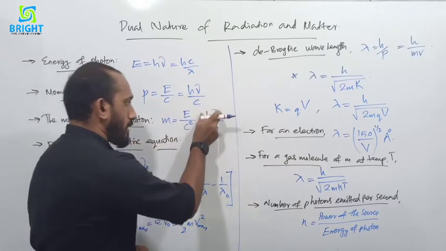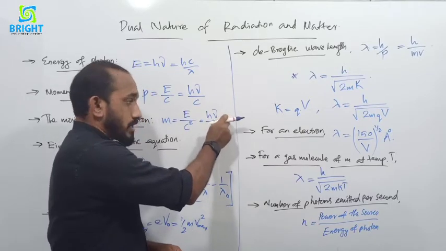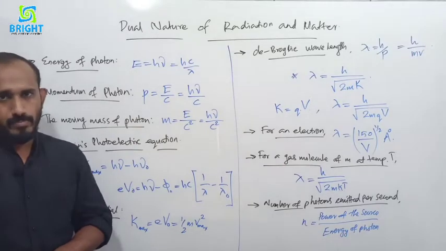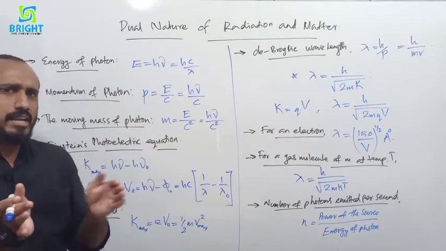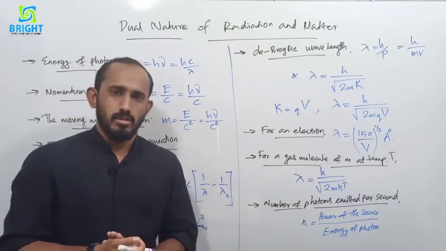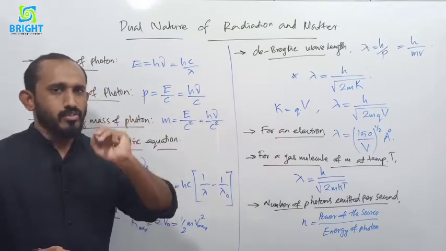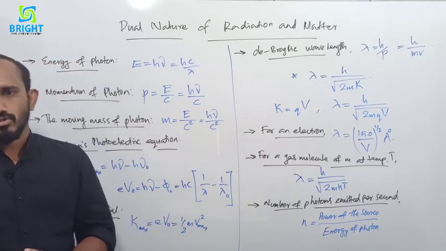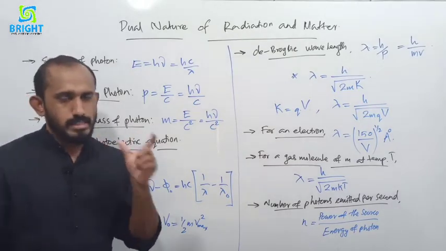So h nu by c squared is the mass, and multiplied by c, the speed, you will get the momentum P. So P is equal to h nu by c. These are the basic characteristics or terms related to a photon. So the mass of a moving photon you can find, the momentum of a moving photon you can find, and the energy of a photon also you can get. I hope you got this concept.